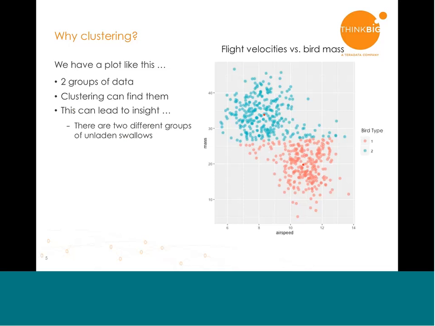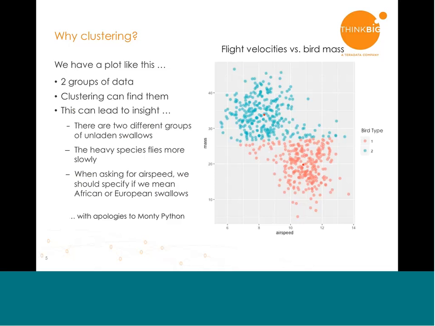In this case, they're unladen swallows. That heavier species flies more slowly. And in general, when you're asking for airspeed, we should specify whether we mean African or European swallows. For those of you who are Monty Python fans, I apologize for the liberties.